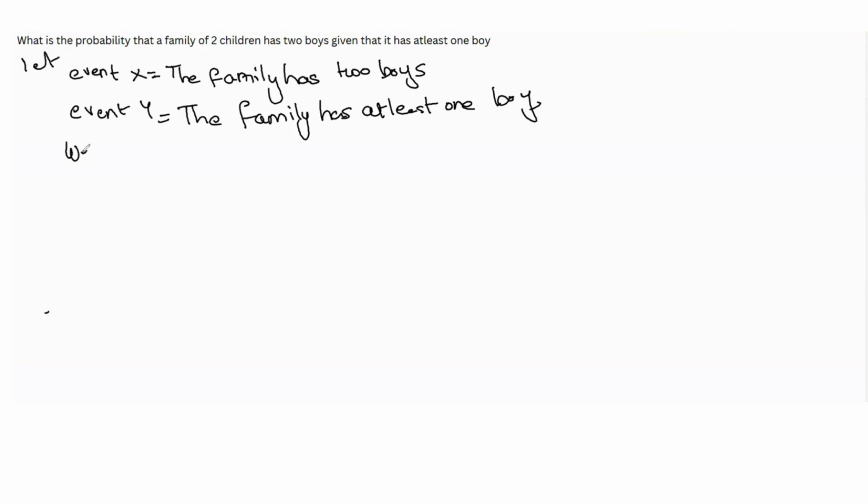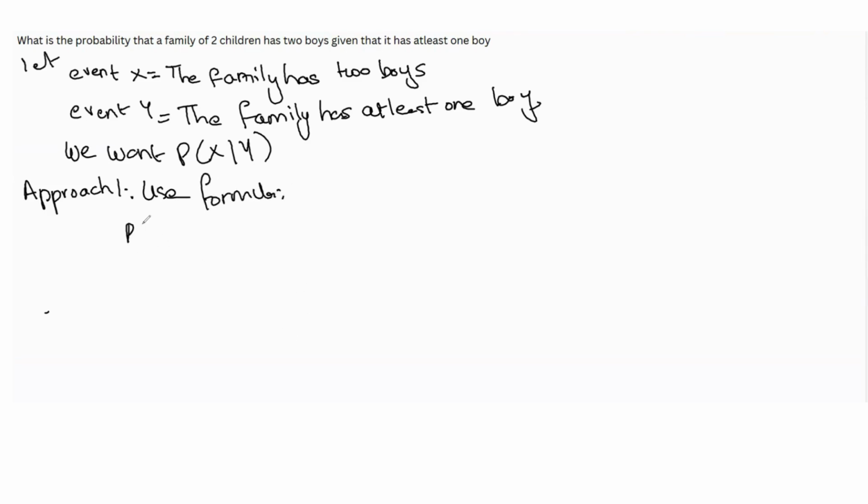So what we want is the probability the family has two boys, i.e. the probability of X given that the family has at least one boy, i.e. probability of X given Y. The first approach that we're going to use is the formula of conditional probability. Based on the formula, the probability of X given Y is the probability of X and Y, where the comma means intersection, divided by the probability of Y.